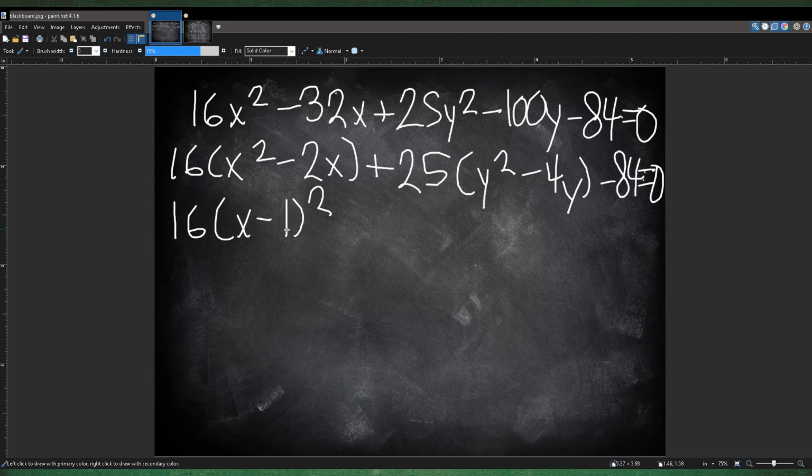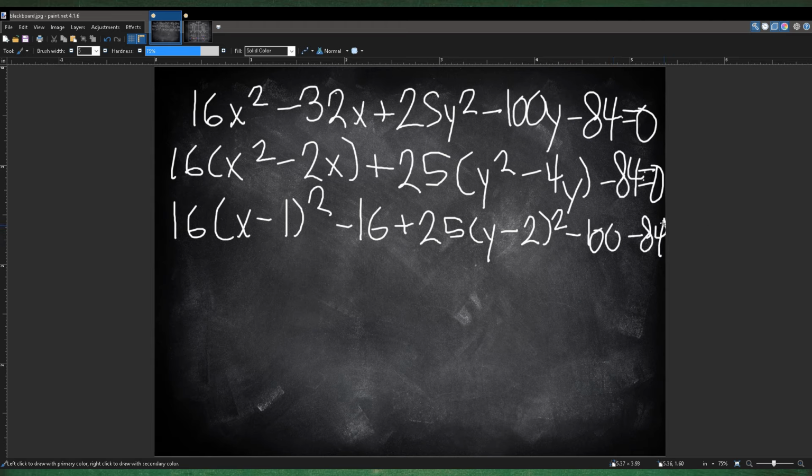So this one's plus 1 in the parentheses, and this multiplies by that 16, which gets plus 16. So you have to subtract that 16 out. You see how I did that? And then you have plus, you do the same here. You have 25, and then y minus negative 4 divided by 2, which is negative 2, squared. Negative 2 squared is 4, so 4 times 25 is 100. You subtract that 100 because we have an extra 100. And then we subtract that 84, and that is equal to 0.